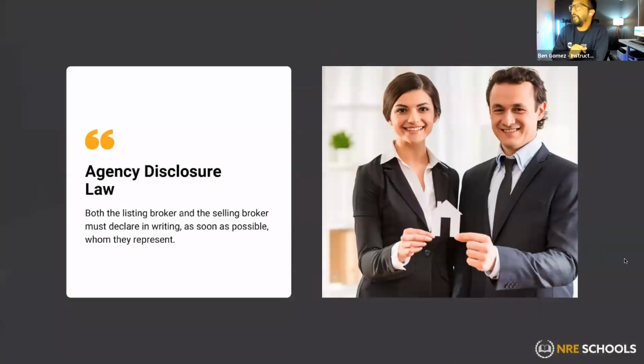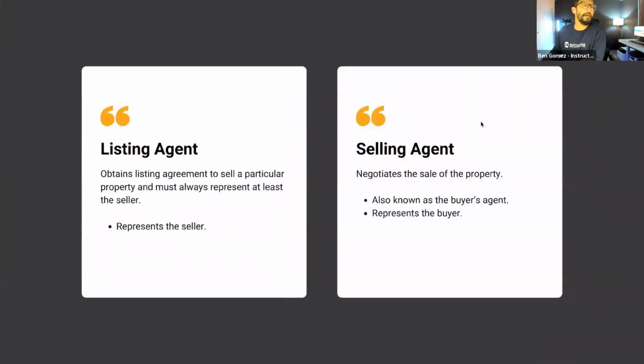Let's jump into agency disclosure law. Listing broker and selling broker must declare in writing as soon as possible who they represent. The way that we disclose that is by using the disclosure regarding agency form, the one that shows that they have to indicate if it's a buyer, a seller, a tenant, or a landlord. They have to indicate it using that form.